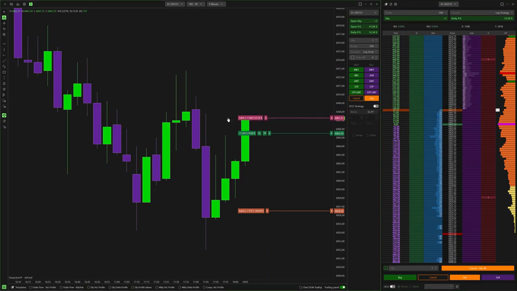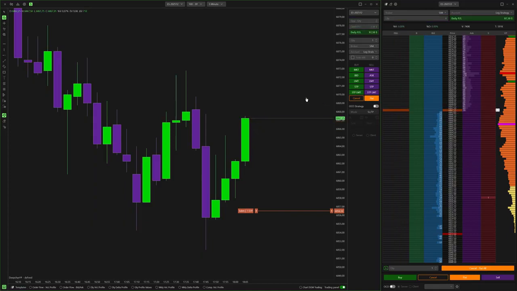So as soon as this is closed, there you go. My position is 0. So I basically bought here, sold here. But as you can see, there's still my stop loss over there that I have to manually get rid of. And that can be kind of annoying sometimes. And that's why OCO strategies come into play.